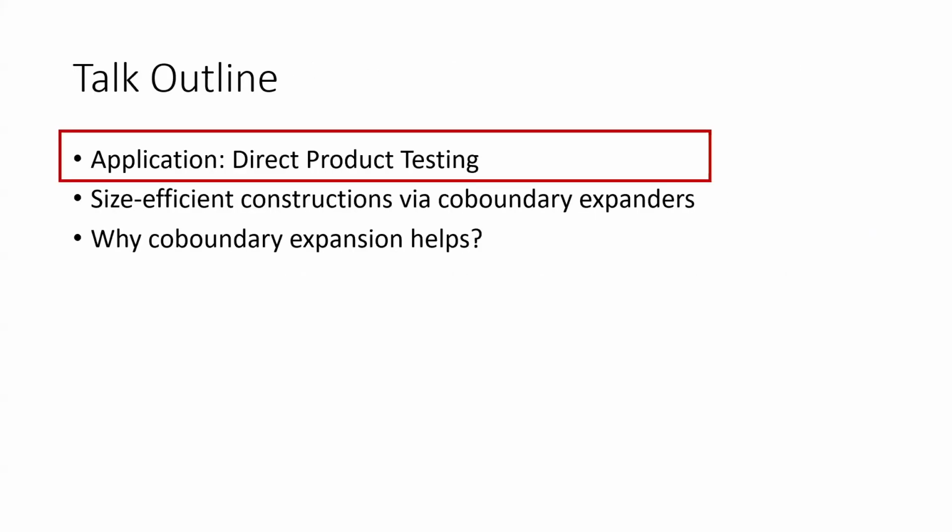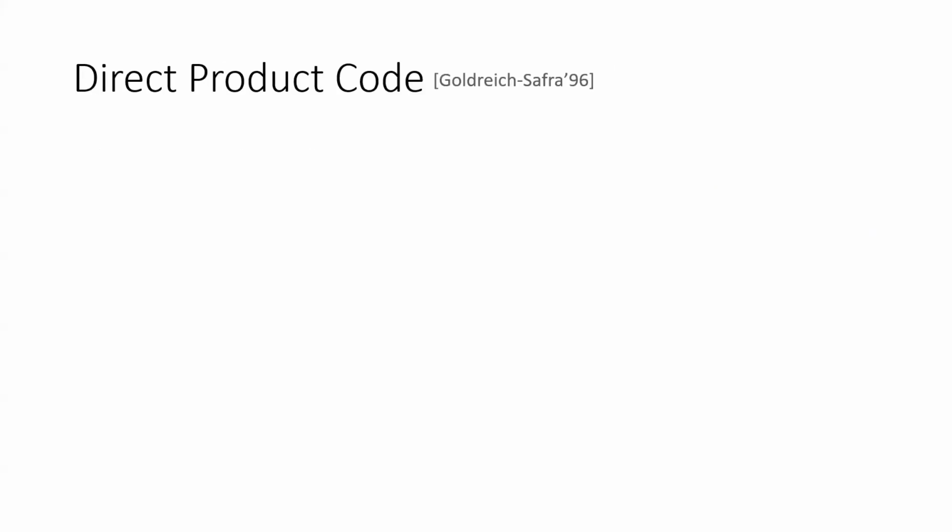Okay, great. So let's define direct product testing. This was actually defined by Goldreich and Safra in '96 as a way to simplify PCP constructions and the parallel repetition theorem.